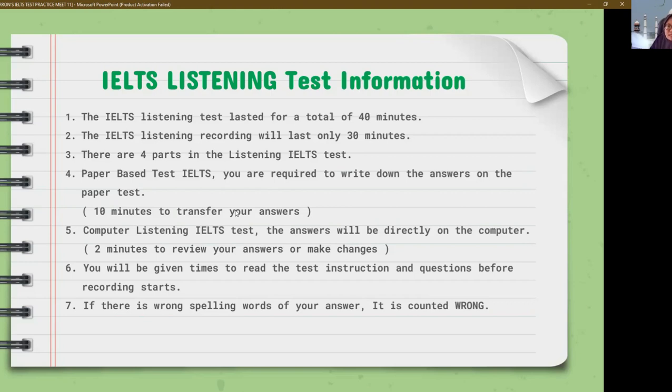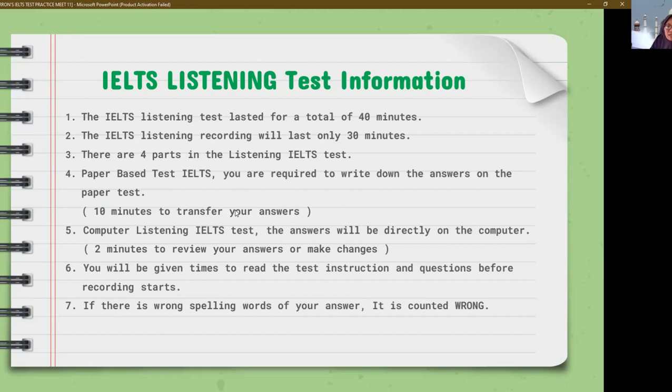And then the 6th point: you will be given time to read the test instructions and questions before the recording starts. Okay, this one you have time to read too. So you have time to rest for a while and then to concentrate on the questions. You have to focus on the questions first before you listen to the audio.